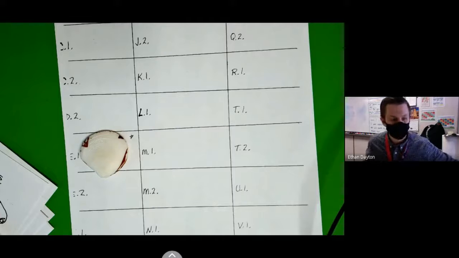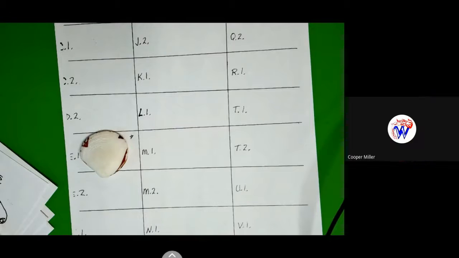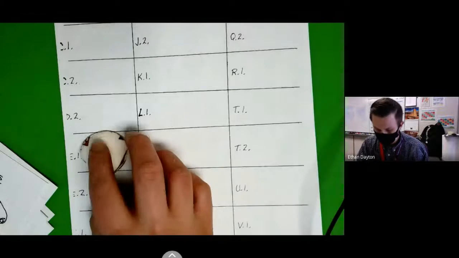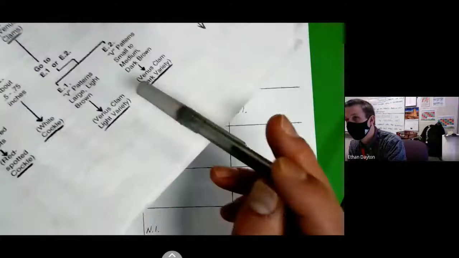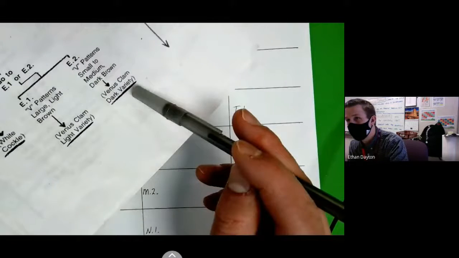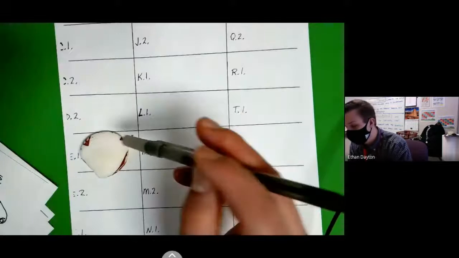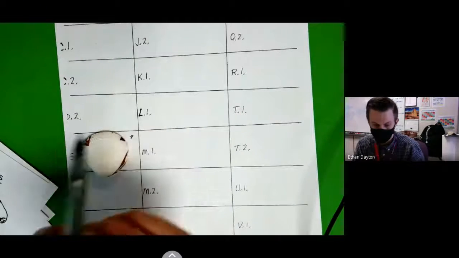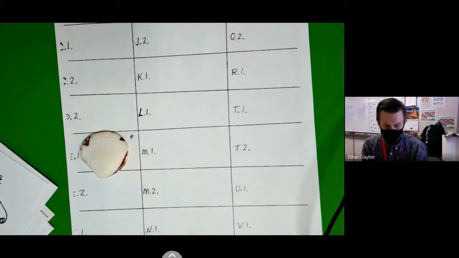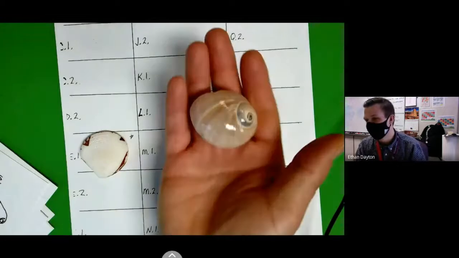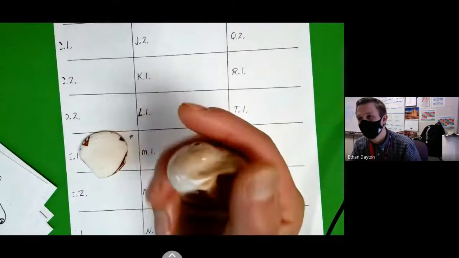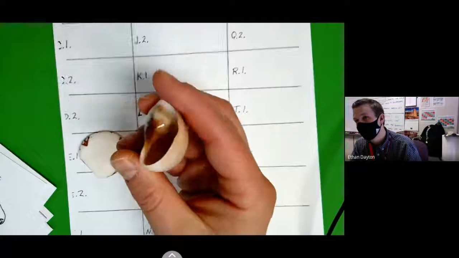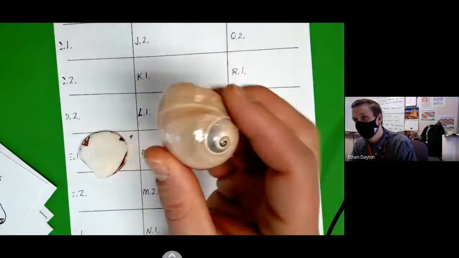Yes, Cooper? What's the name of that shell? Yes, thank you, it is a Venus. We don't know if it's a Venus clam light variety or Venus clam dark variety. Either way, this is a Venus clam, okay? With me, everybody? Okay, shell bingo. Next one we're going to look at right here is this shell. Ooh, shiny. And you can see this portion of it. The opening, the spire.